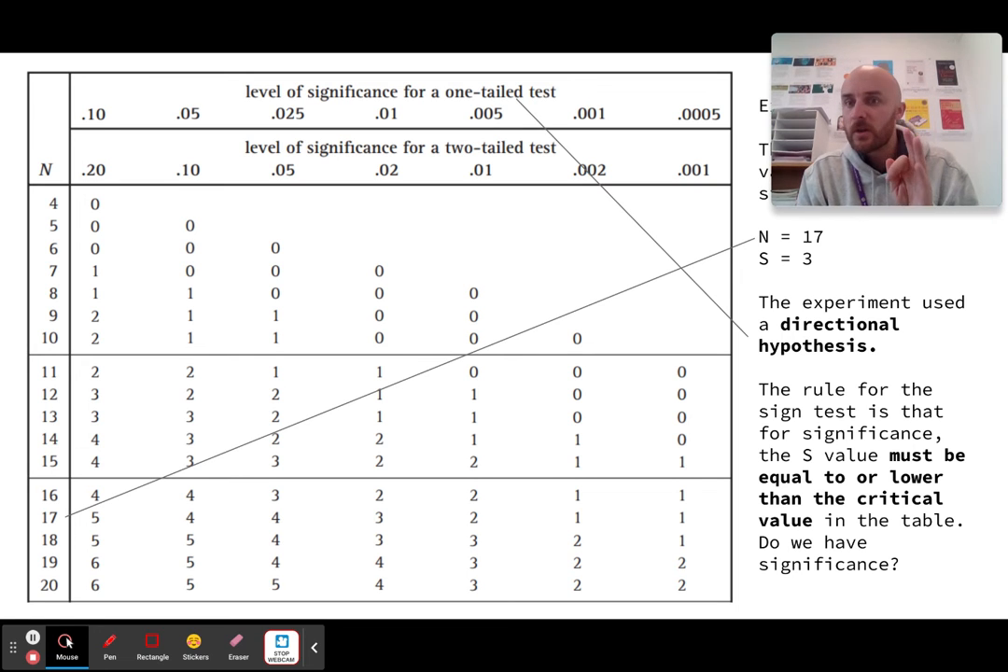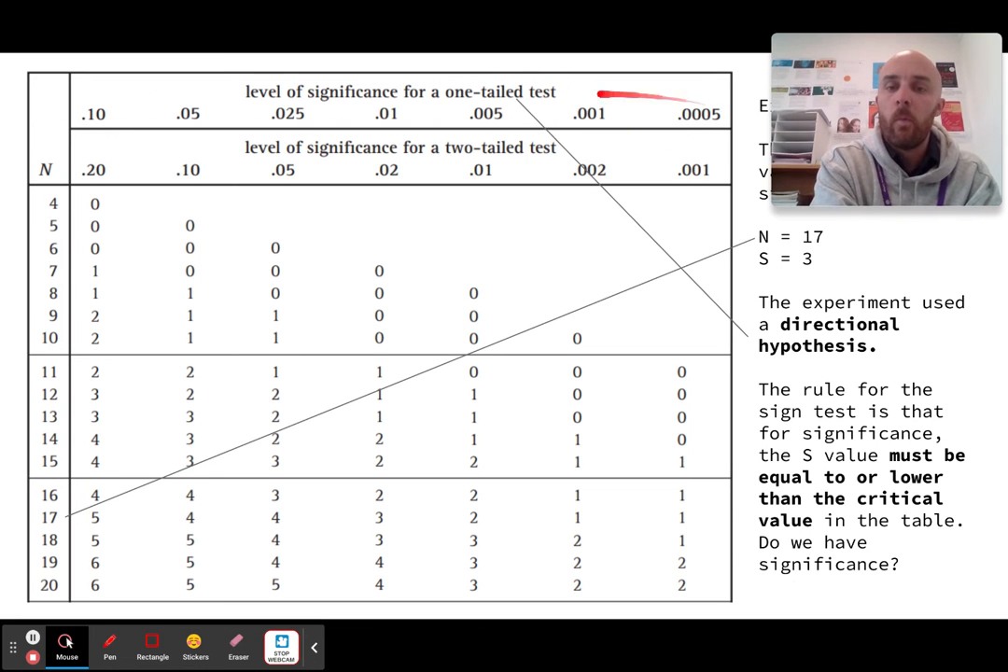Again, I know I'm starting to go quite fast, and it may be worth going back and watching it again, but everything I'm saying is making sense to me, so therefore it should be making sense to you. Let's just imagine this experiment that needed a sign test used a directional hypothesis. So do you remember what I said about what level you go to? You need to figure out what level you go to here.